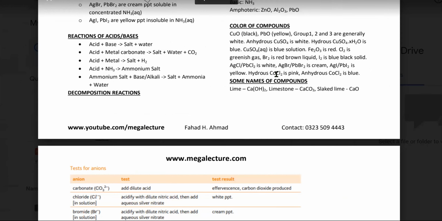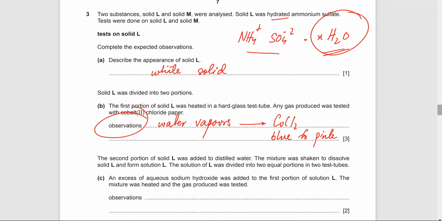Just look at the colors of compounds over here. Okay, so there are these colors of compounds. If you can see my pointer, hydrous cobalt chloride is pink. Hydrous means with water, and anhydrous is blue. So if they're adding water vapors and they're testing it with cobalt chloride, without water it's blue, and then it would change to pink. So cobalt chloride paper is being added. So that's what's going to happen. Remember, cobalt chloride is a test for water. Make sure you remember that and you remember the test. I'm going to send the sheet to you after this, okay?